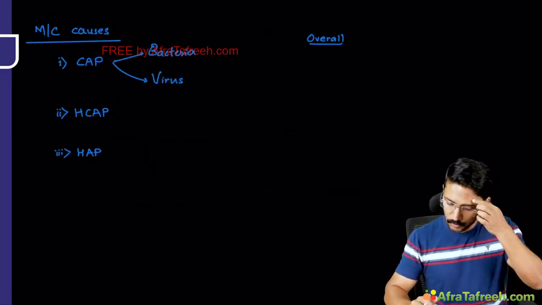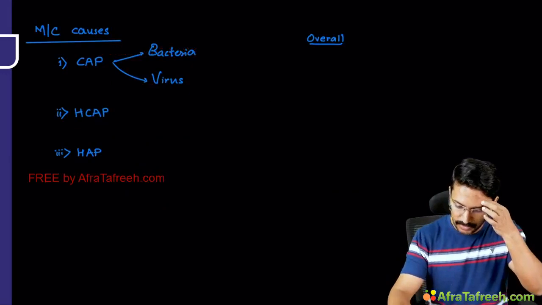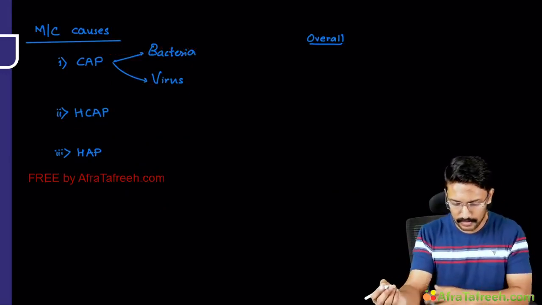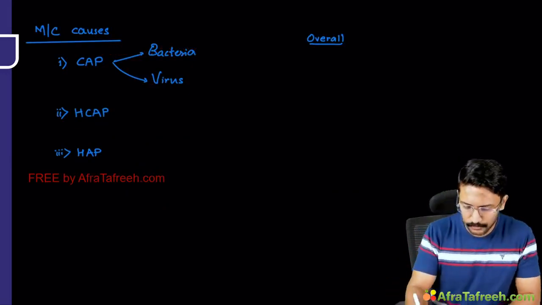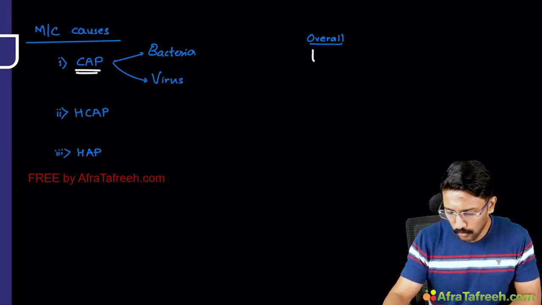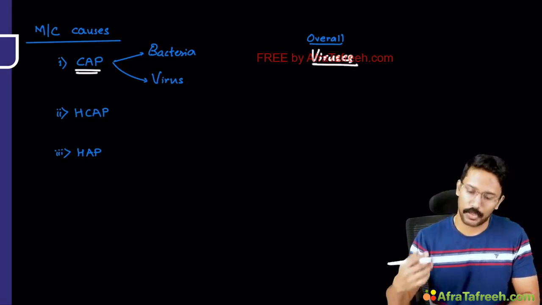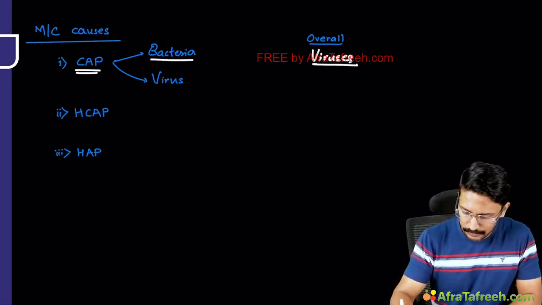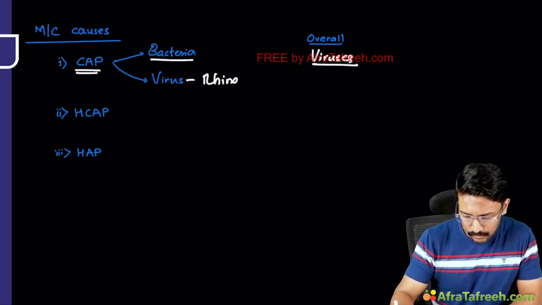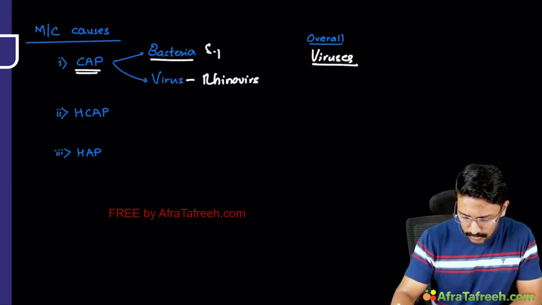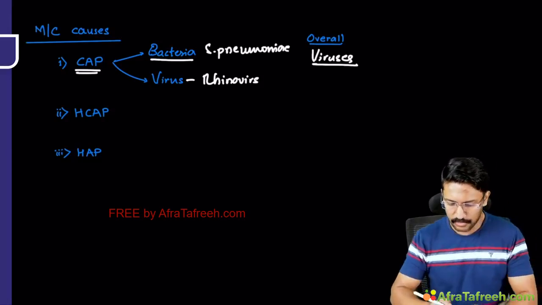I'm going to take you through some important MCQ points which can be asked straight out in your NEET SS, and then we will discuss more about pneumonia. In community acquired pneumonia, the overall most common cause is viruses, and among the viruses, as I have told you, rhinoviruses. In terms of bacteria, which is the most common? Streptococcus pneumoniae, right? Yes, Streptococcus pneumoniae is the most common organism responsible for community acquired pneumonia.